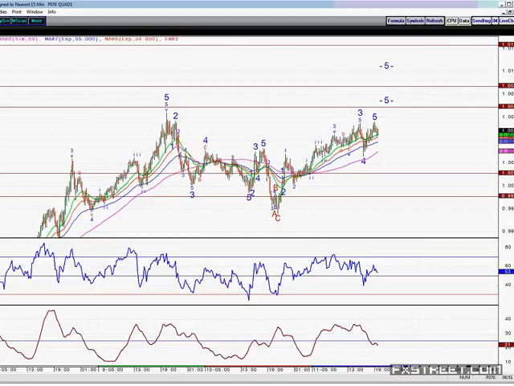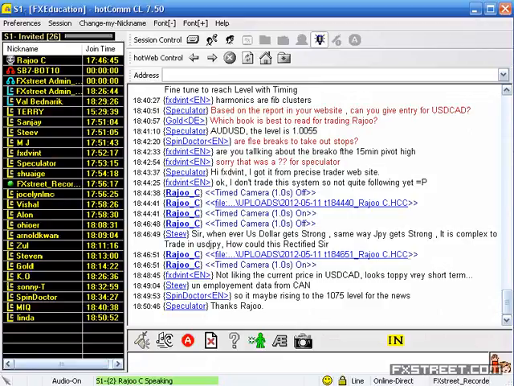Which book is best to read for trading? Okay, it all depends on your interest and what is the system you want to adapt to, right? There are plenty of books. In fact, the first book I read, which was interesting, I would say, is Trading for a Living, from Dr. Alexander. That's the book which I like.